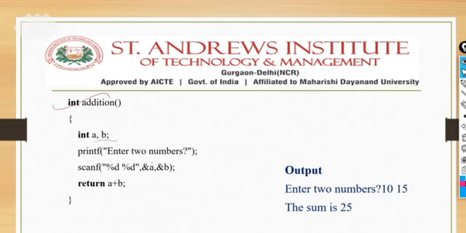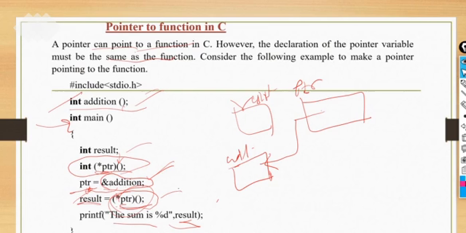Now what it does: A and B are the memory slots, and we are passing the address values of A and B and doing the addition. For example, we have taken 10 and 15. It returns 25, and this 25 is stored in the result variable. It will print the sum, which is stored in result, 25 here. So it prints 25 as the resultant value and then comes out of the program. In that manner you can use pointers to functions.